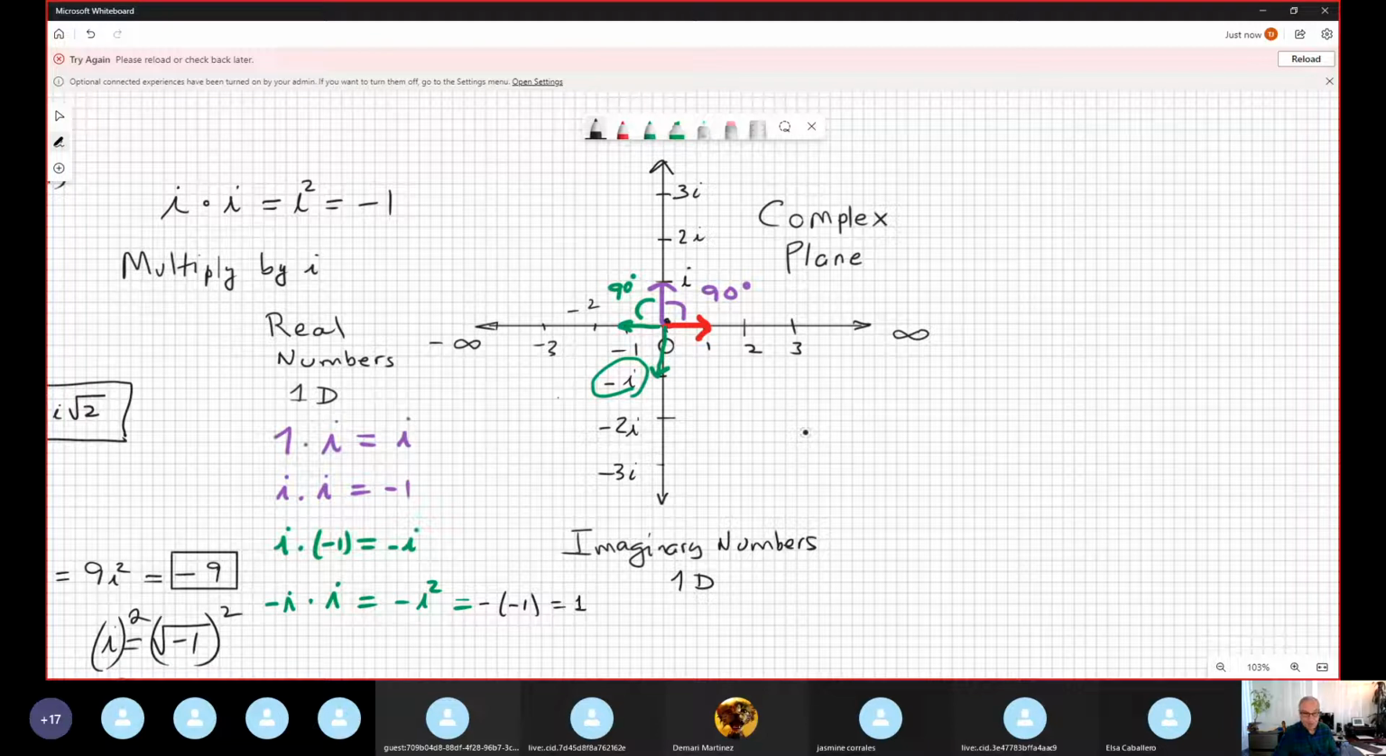Okay. Now, let me condense the information. i is i. i squared, rotate 90 degrees, is negative 1. i cubed, rotate 90 degrees again, is negative i. And i to the 4 is positive 1. Wow, important information.